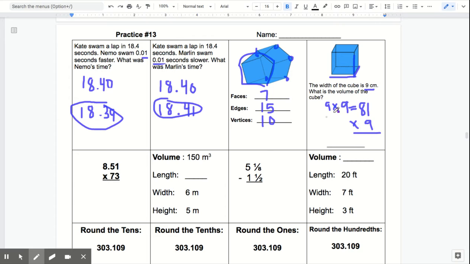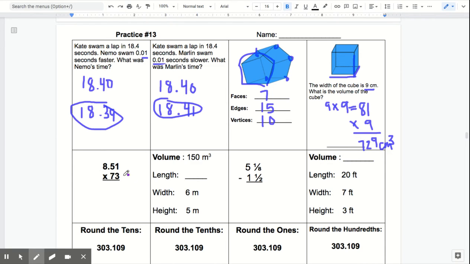And you'll notice how I stacked this. So I did 9 times 9 across, which gave me 81, and then I stacked it so I can do my long multiplication here. 9 times 1 is 9. 9 times 8, 72. So the volume of this would be 729 centimeters cubed. All right.